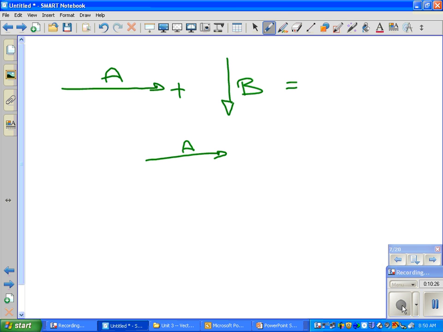The tail to tip method says now draw your second vector with the tail of the second vector starting at the tip of the first vector. So I'll start drawing vector B right here. I'll keep the direction the same. I'll keep the magnitude the same.